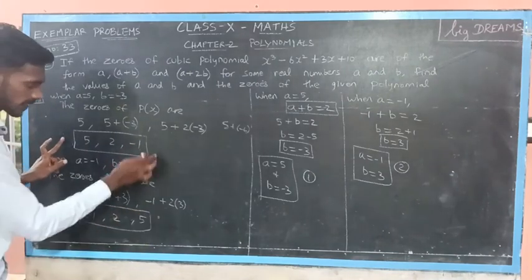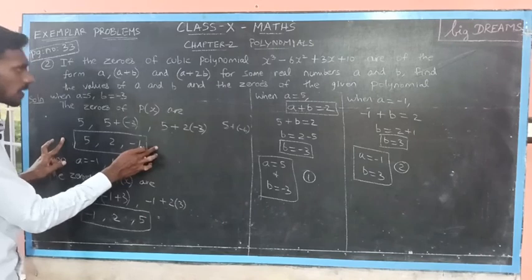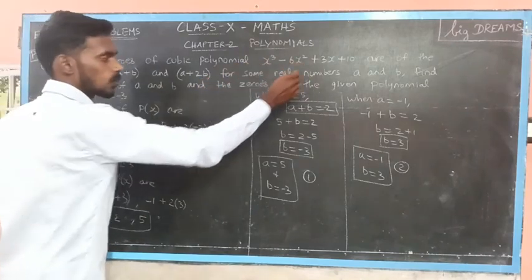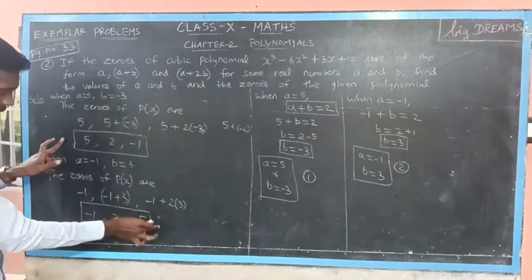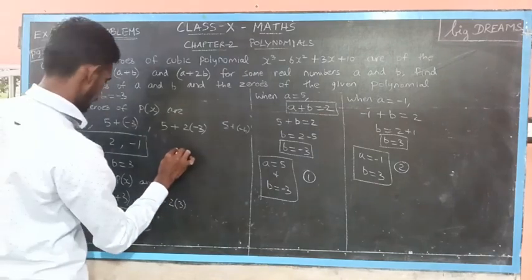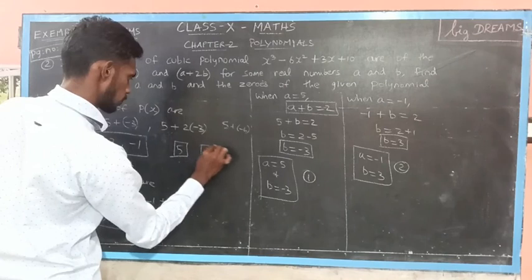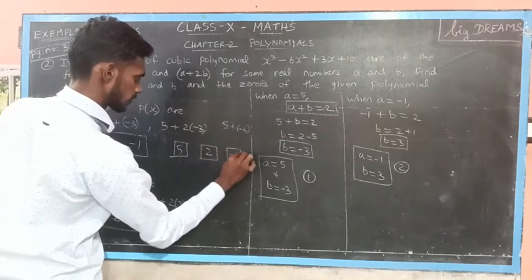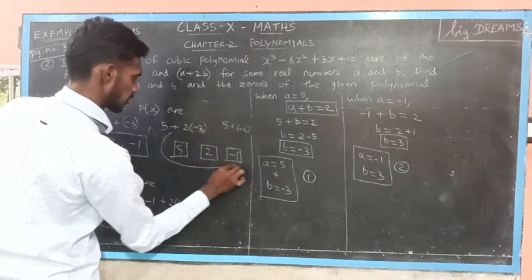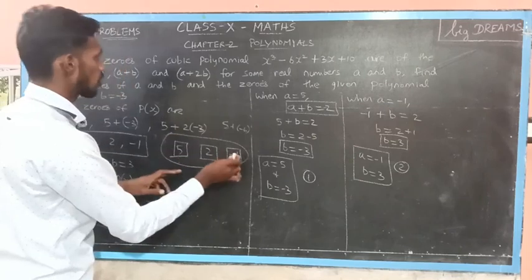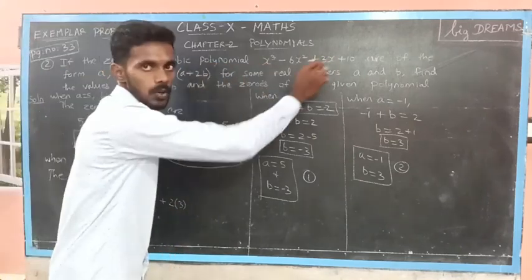So, see both the sets of zeros are the same, because the cubic polynomial will be having only 3 zeros. So, the 3 zeros are 5, 2 and minus 1. So, these are the 3 zeros of the given cubic polynomial.